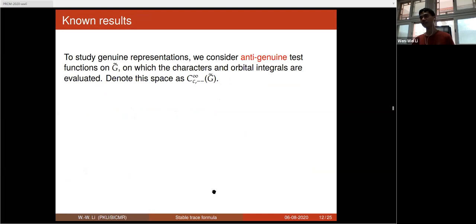Okay, so we want to study a generic representation through a trace formula. So we need test functions in the trace formula. Since your representation is genuine, the test functions are anti-genuine. That means if you replace x by zx, then the function is multiplied by z inverse. I don't know why I didn't write down the explicit formula right here. Anyway, you know what it means to be anti-genuine.